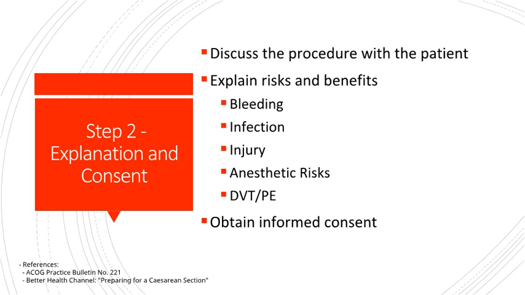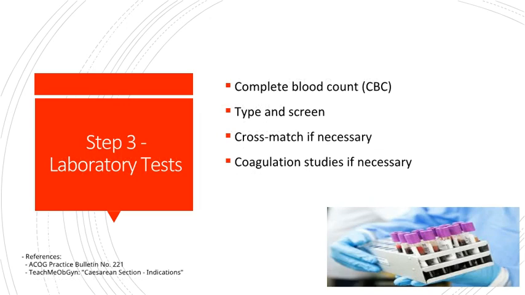speaking to them. The third step is to perform some laboratory testing prior to performing a cesarean section, since there is an increased risk of blood loss. These include a CBC and type and screen. If you are concerned that the patient is at even higher risk of blood loss, for example, if they have large fibroids or a placenta previa, or if they are anemic before the surgery, then you can be even better prepared by ensuring you have cross-match blood available.